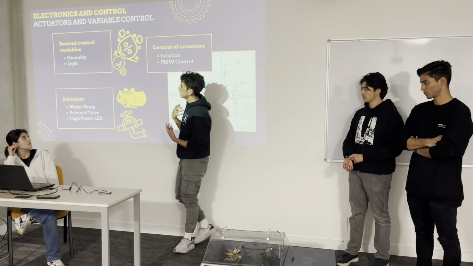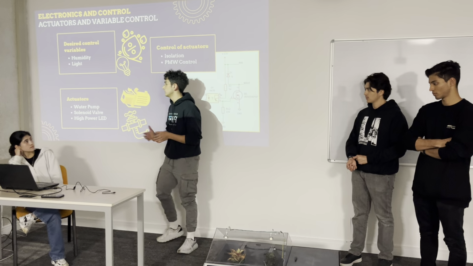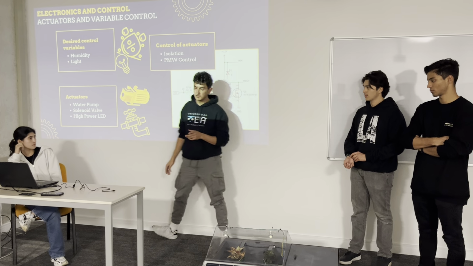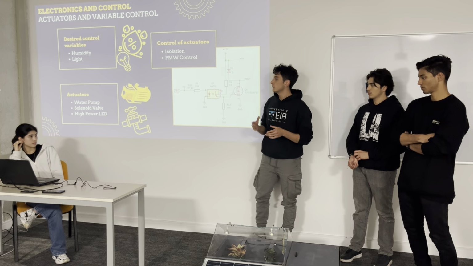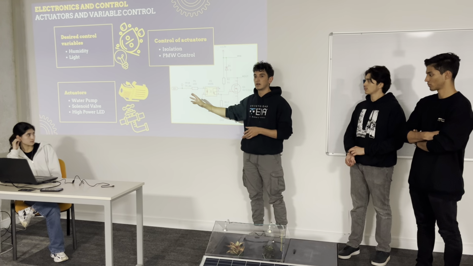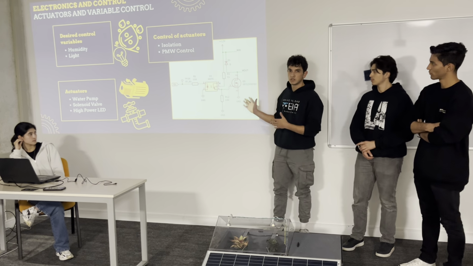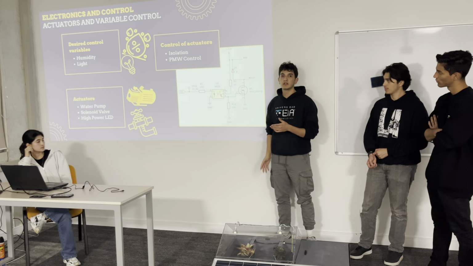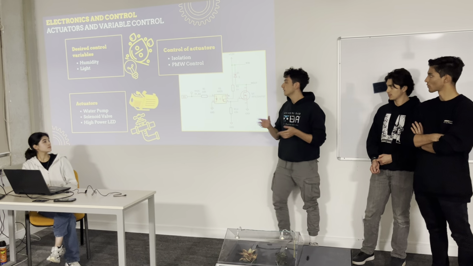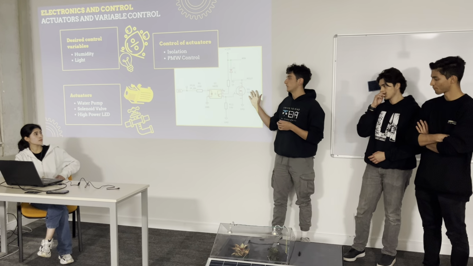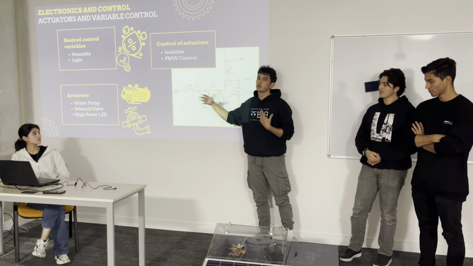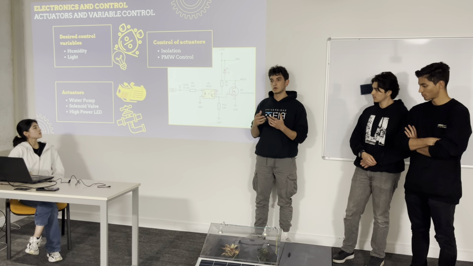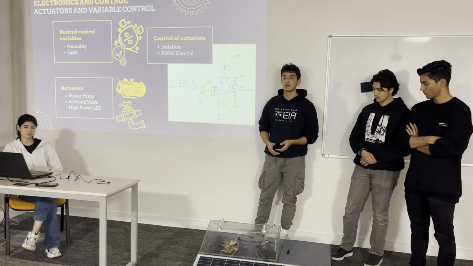The actuators that we're going to use to achieve this are a water pump, two solenoid valves, and two high-powered LEDs. The control behind those power actuators is this circuit, which is made with an optocoupler that helps us isolate the logic from the power, so that the ESP32 or the microcontroller doesn't get affected by the current or any sort of issues that the actuators may have.